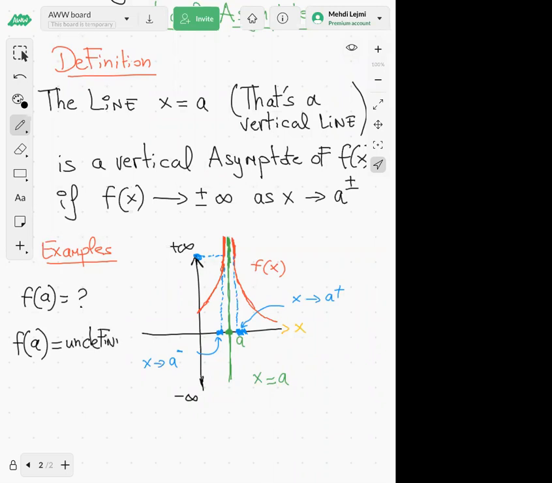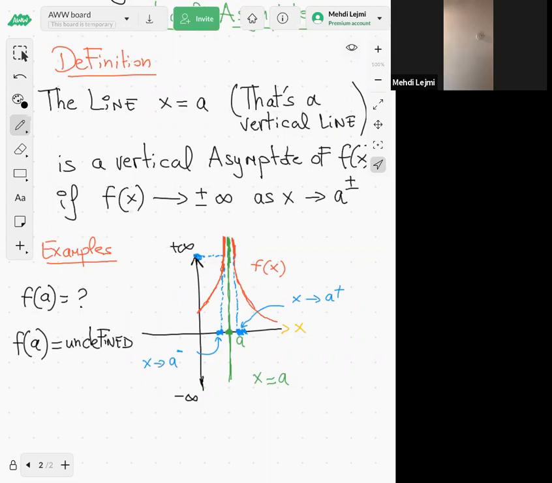So then would all graphs be undefined if they never touch? That's when we have a vertical asymptote. When we have a vertical asymptote, the graph is getting very, very close to x equal to a, but it never touches the line x equal to a. So it means that a has no image. The image of a is undefined.